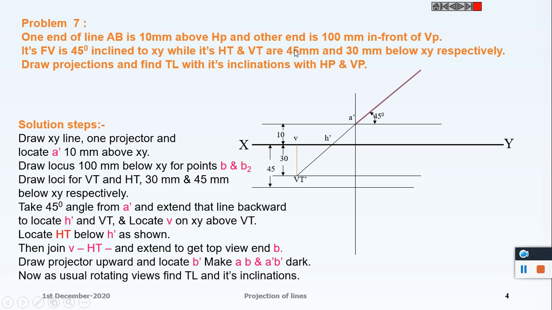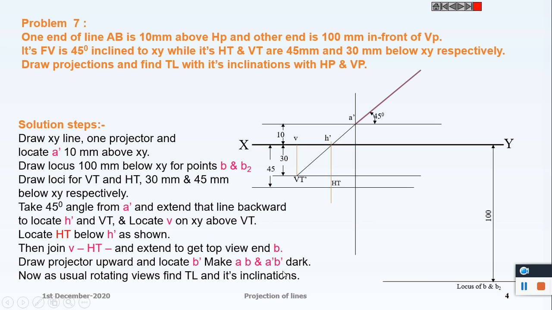Now the locus of another point B is given as 100 millimeter in front of VP. You can draw it as well. HT will be below H dash. So the locus of B or B2 will be 100 millimeter below XY line. Now we can join V and HT and produce it to meet this line, the locus of B and B2.